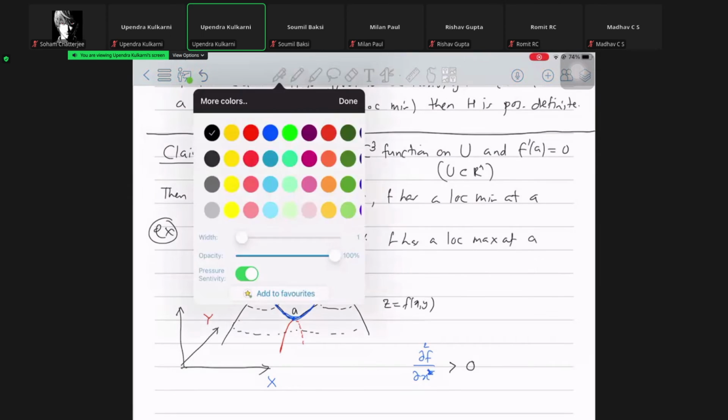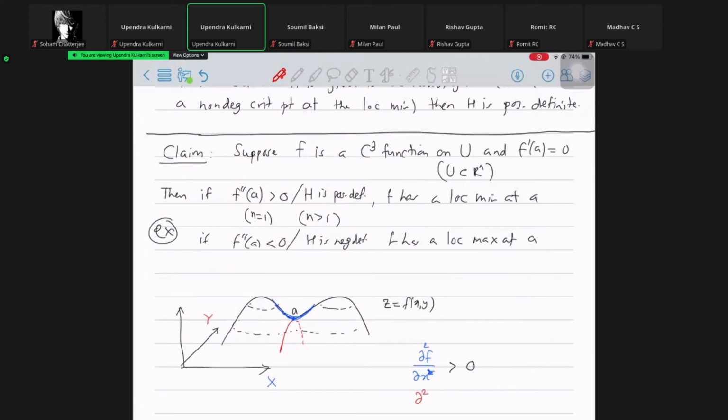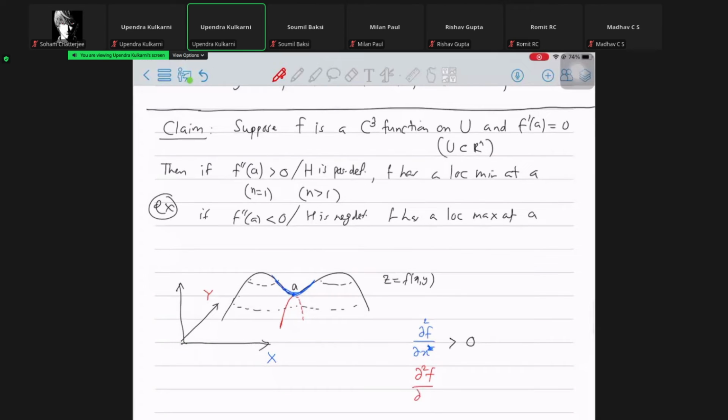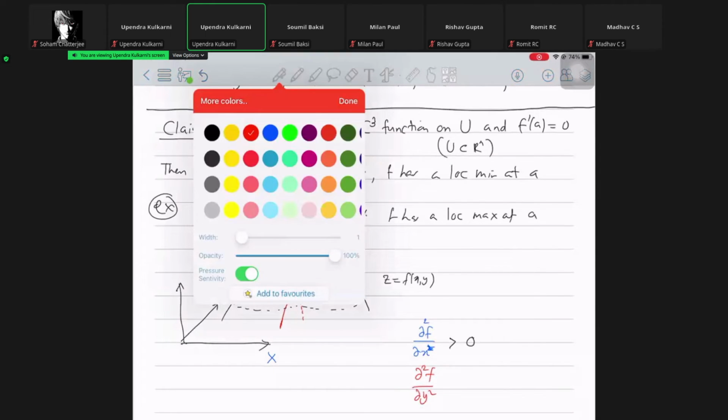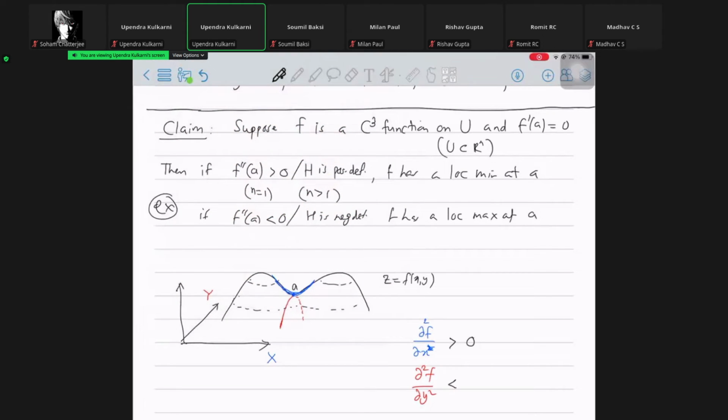And likewise, I can write that del 2f by del y2 is less than 0. Or maybe I will just say this is greater than, and now this is perfectly fine. If I start with this picture, then I know that about the double derivatives. So you see, this kind of phenomenon you just do not encounter in one variable case.